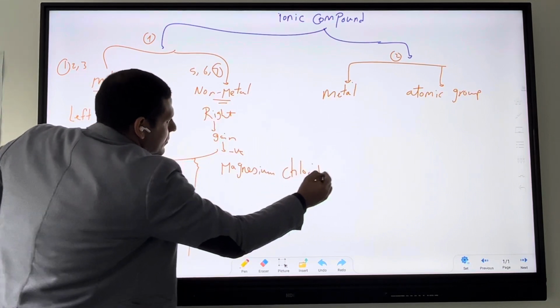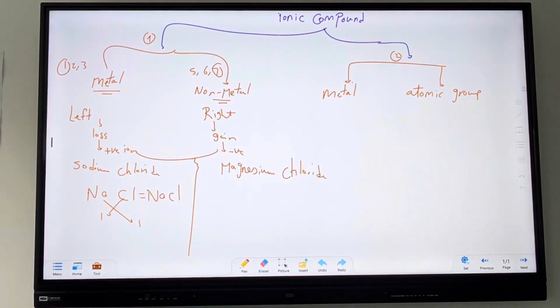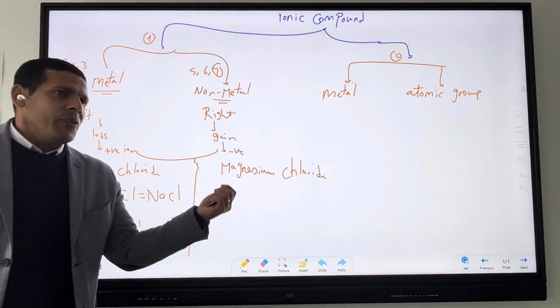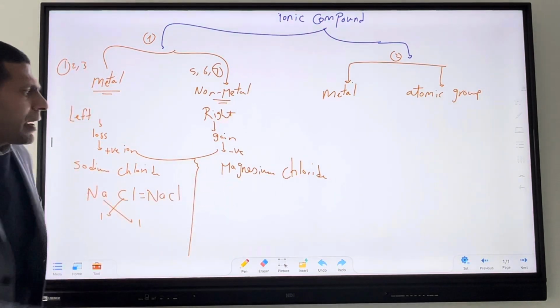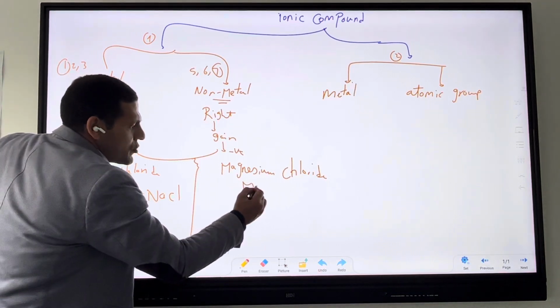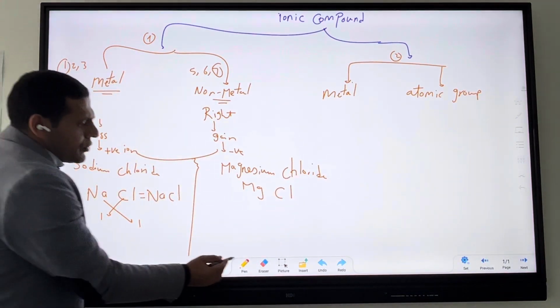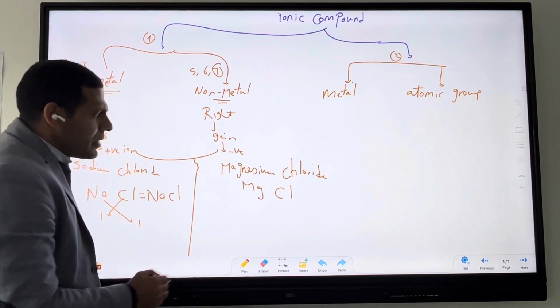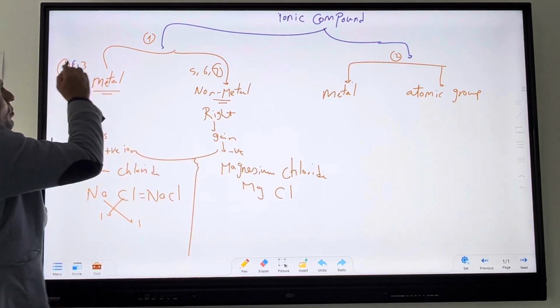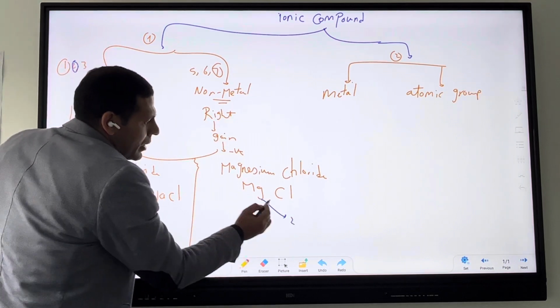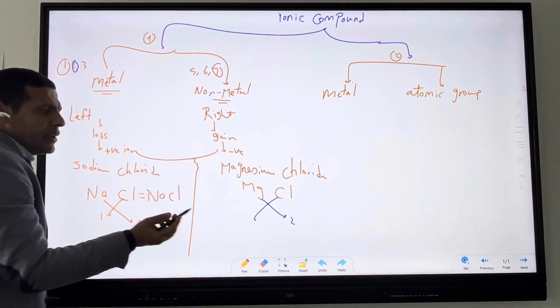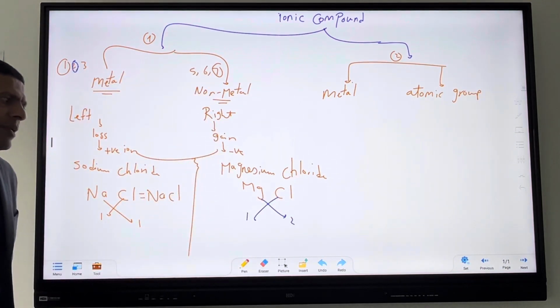Now, the second example: magnesium chloride. How can we form magnesium chloride? Magnesium is Mg, chloride is Cl. The second step is that you need to swap the valency. Magnesium is in group 2, so the valency will be 2. And chlorine is in group 7, it gains 1 electron. That's why the valency is 1.